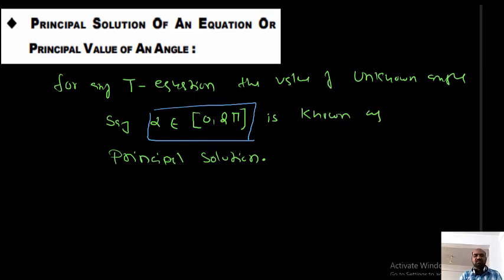So leave it. Just slowly you want to learn the concept. What I explain now: what is a trigonometrical equation? That is one thing. After that, what is the general solution? After that, what is the principal solution?